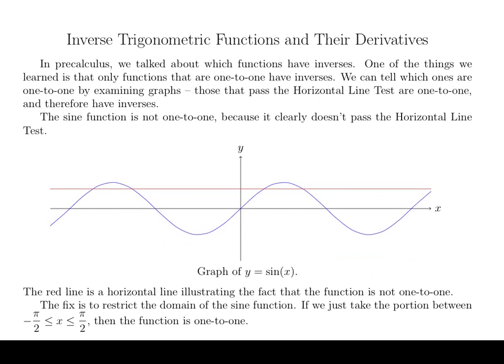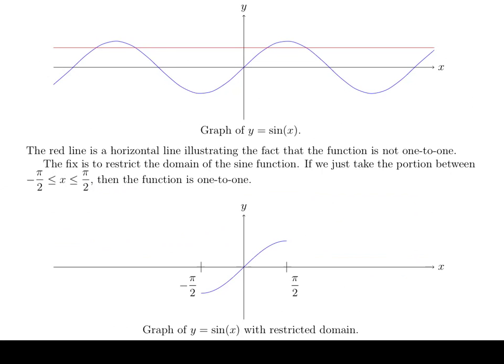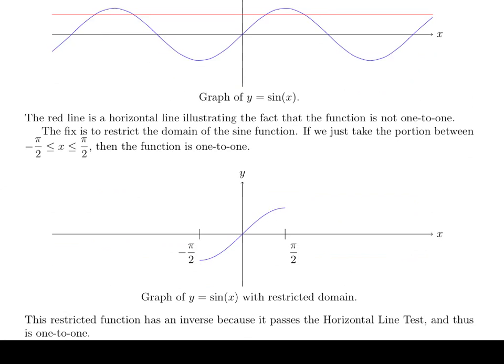Well, let's see what that looks like. So what we're doing is restricting the domain. We're saying we're only going to be allowed to plug in values between negative pi over 2 and pi over 2. And if we do that, now we've got a graph that passes the horizontal line test and thus is one-to-one and thus has an inverse. So our restricted function has an inverse because it passes the horizontal line test and thus is one-to-one.